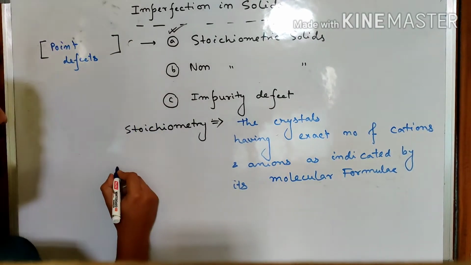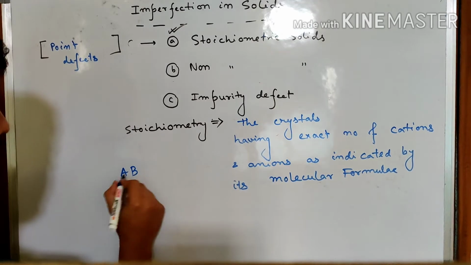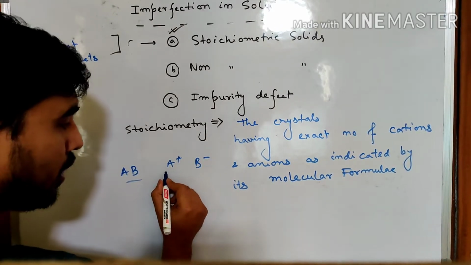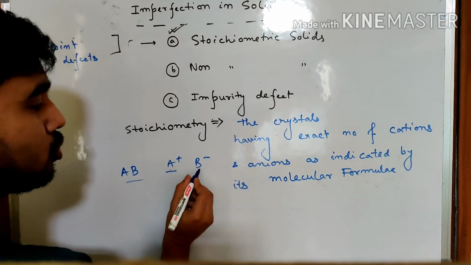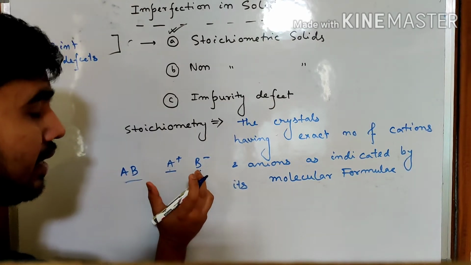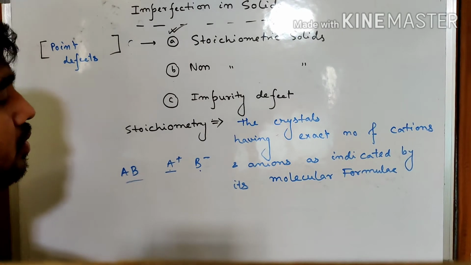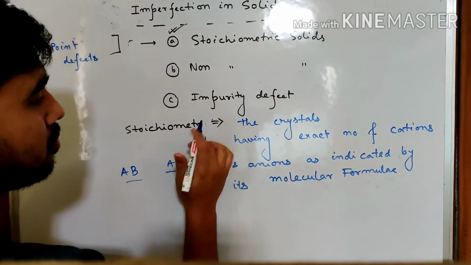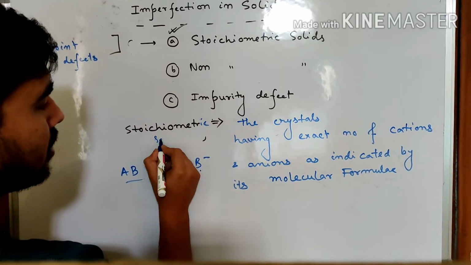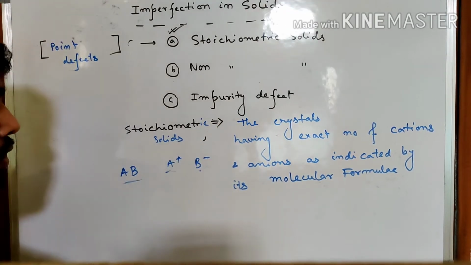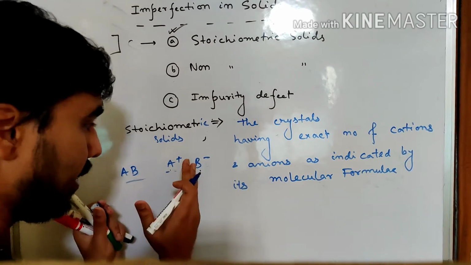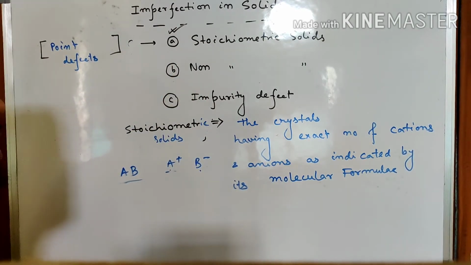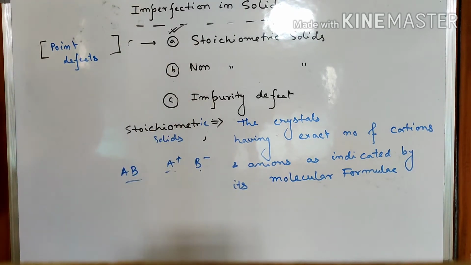What does it mean? Suppose there is AB. It simply means if there is one A plus, there will be only one B minus. So if there are 16 A plus, there have to be 16 B minus. That is how stoichiometric solids are maintained. That is stoichiometry. So if in this type of crystals we are having any defects, and that too point defects, that is what we are going to discuss right now.